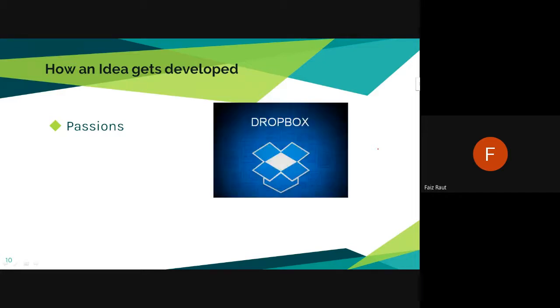तो पैशंस कैसे हो सकता है? Dropbox is an example of passion, or a problem. Dropbox का small story. There was a person who had a passion for technology. Computers और ये इसके बीच में बहुत उसका passionate. He was very passionate about computers and softwares and all those stuffs.